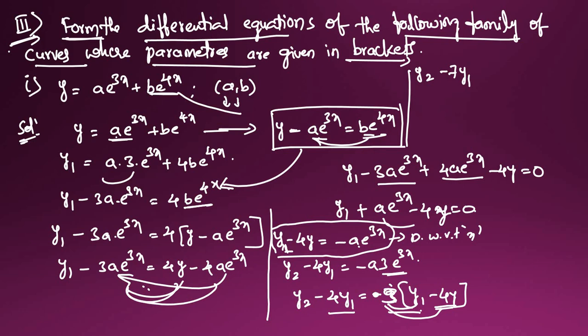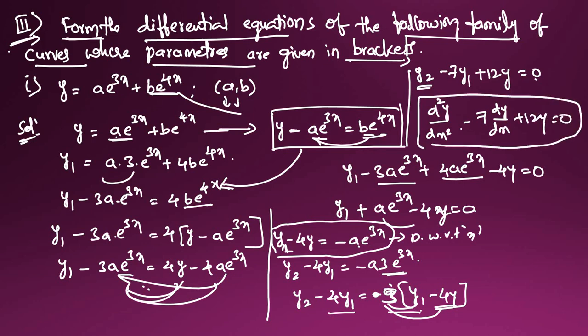And again this is 4 2, minus 12 means plus 12 will come here, plus 12y is equal to 0. So this y2 is equal to d square y by dx square, minus 7 into dy by dx plus 12y is equal to 0. So this is the answer of the given question here.